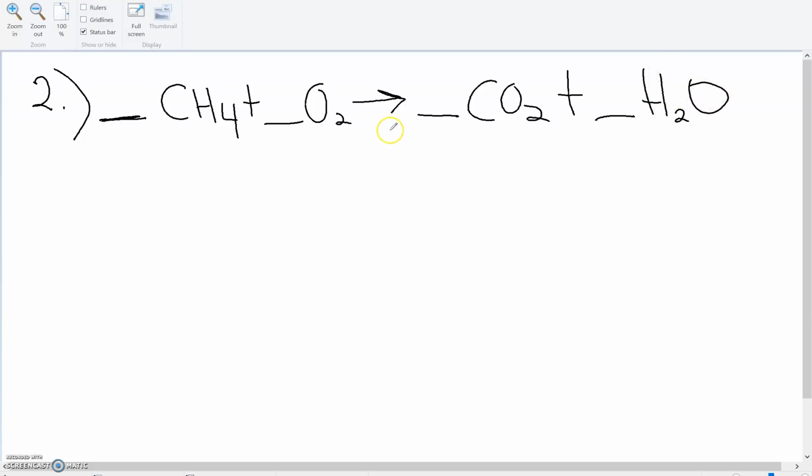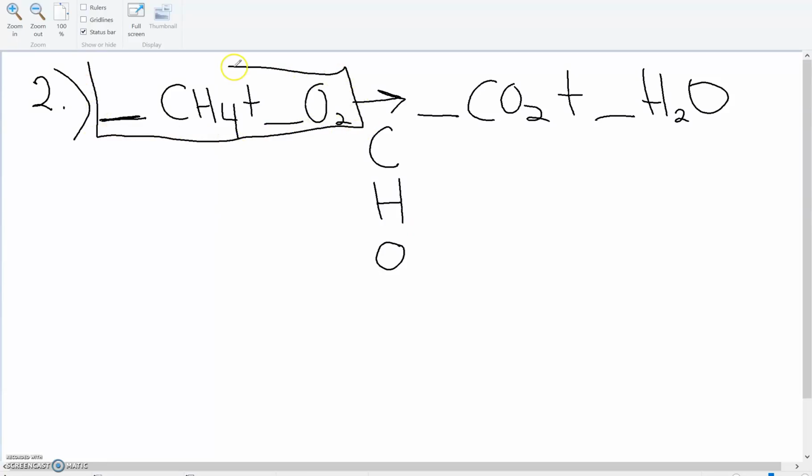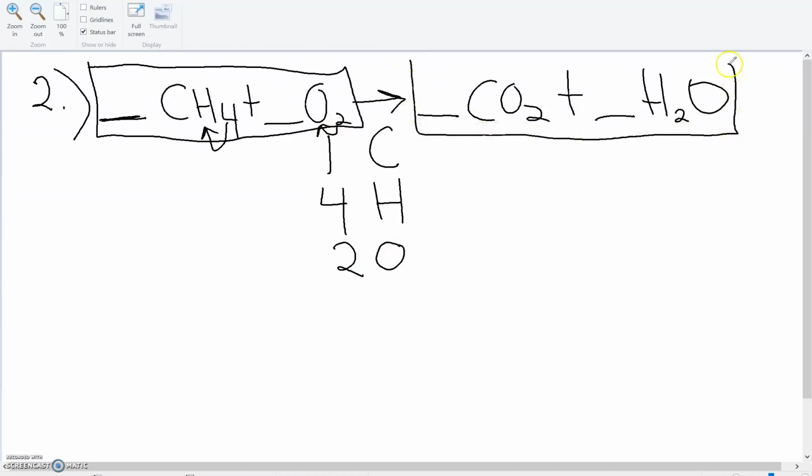So we have all the elements we have, carbon, hydrogen, oxygen. Those are all the elements we have in this equation. On the left-hand side, that's our reactants. So how many total carbon do we have on our reactants? We have just 1. There's no subscript attached to it. Hydrogen, we have 4. Oxygen, we have 2.